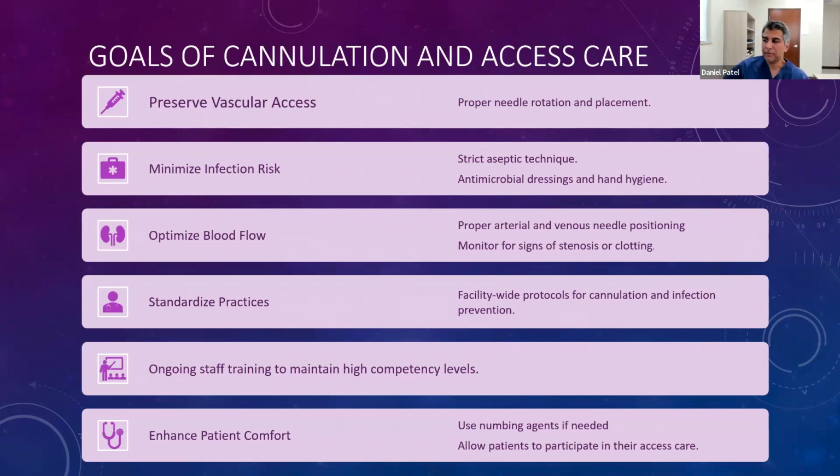We want to try to optimize the blood flow in the access with the ideal needle positioning, monitoring for any stenosis or clotting, looking at our physical exam signs and trying to know when to send the patient for referral. Maybe they need an angioplasty and maybe something needs to be done to optimize the blood flow and help the access keep working well. And you want to try to standardize practices as much as we can.